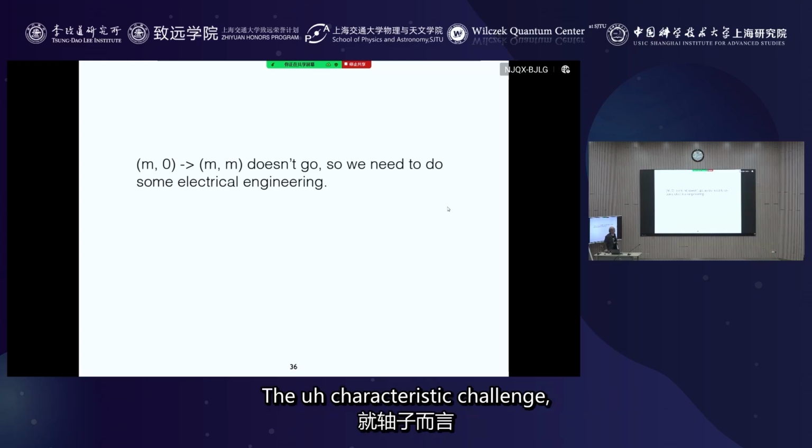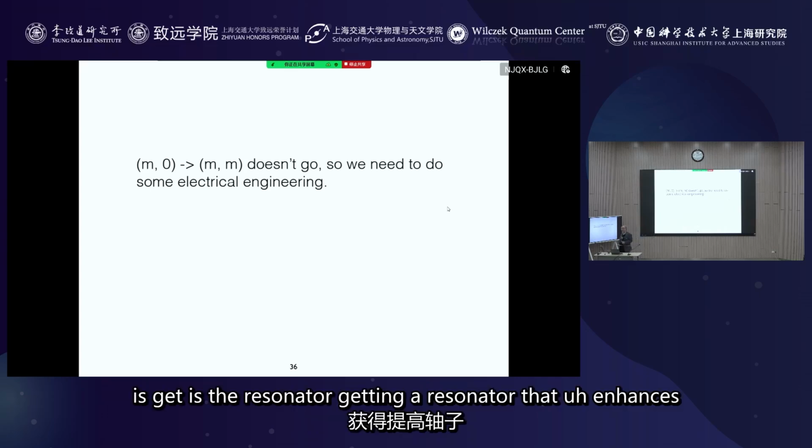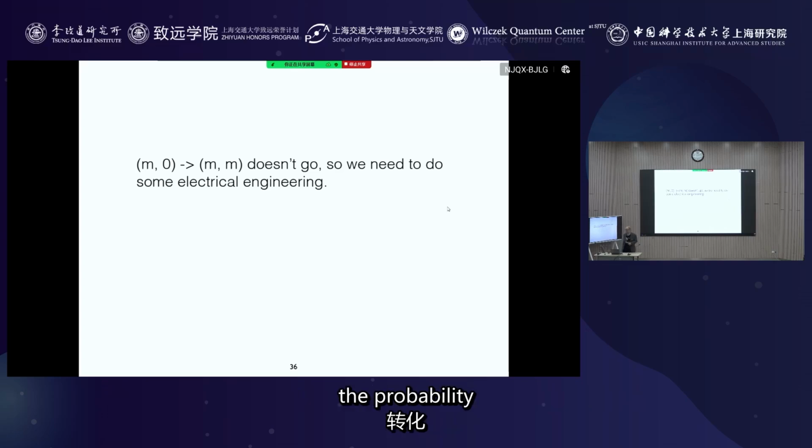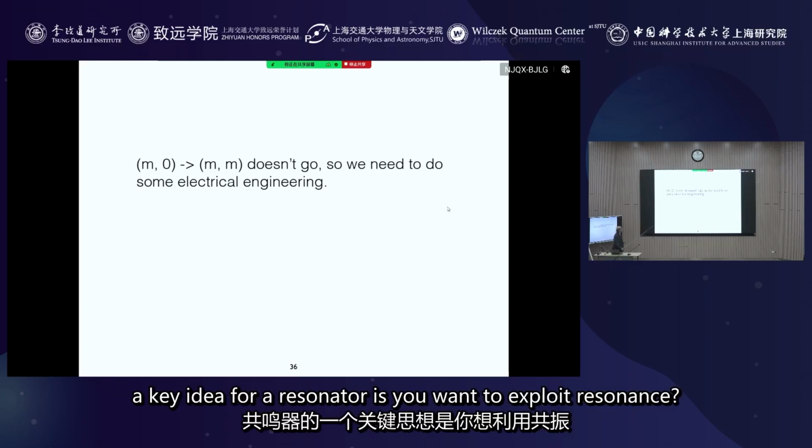The characteristic challenge as far as axions is concerned is the resonator. Getting a resonator that enhances the probability, the efficiency of axions turning into photons. As the name suggests, a key idea for a resonator is you want to exploit resonance.